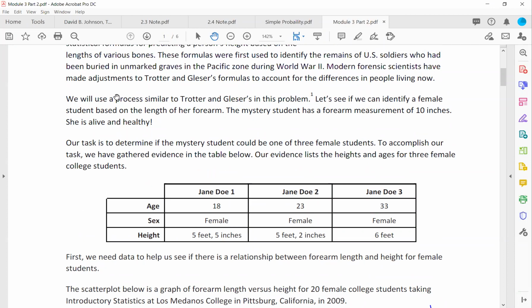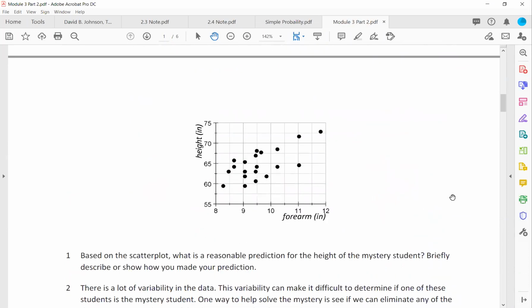We're going to identify a female student based on the length of her forearm. The mystery student has a forearm measurement of 10 inches. 10 inches, okay. Let's take a look at the data that we have here. We're going to predict the height. So 10 inches, the forearm. If you just go further up, you can see the first point here. You might say, hey, this is close to 10 as well, or this point. So if you look at the measurement of forearm, for the first point, for the second point, for the third point, they're close to 10.